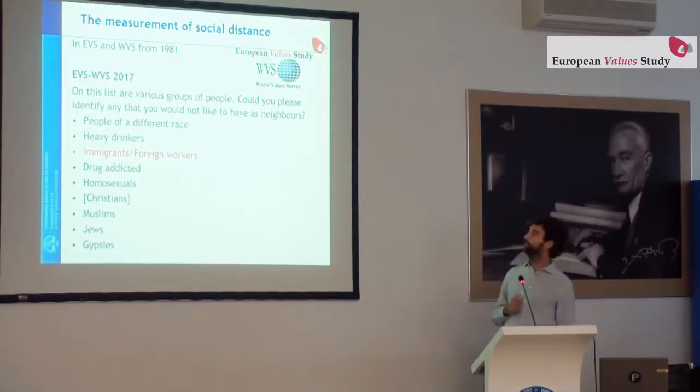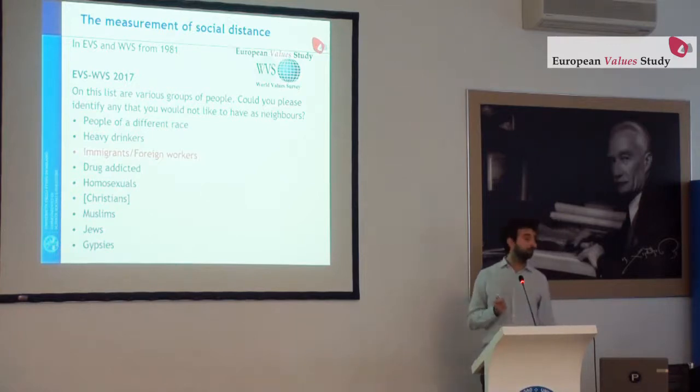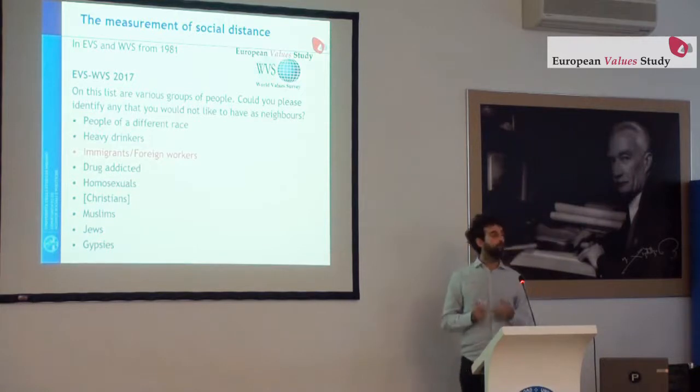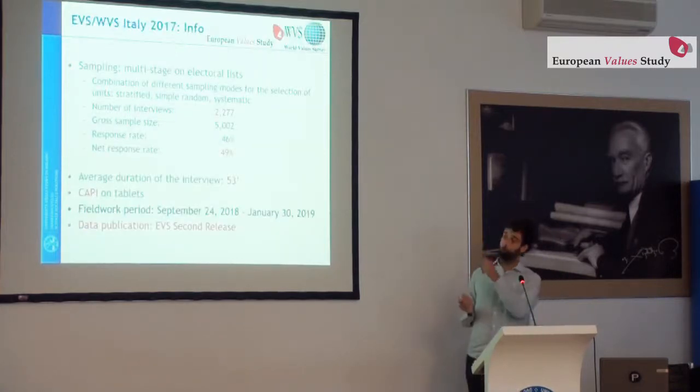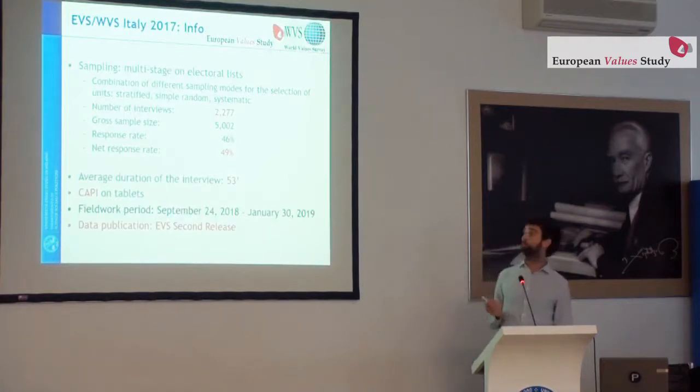It is present from 1981. On this list of various groups of people, could you please identify any that you would not like as neighbors? There is a list, and among this list there is immigrants and foreign workers. So it is an item in which we ask: what do individuals think when they are asked about this item? More about immigrants or foreign workers, or do they weigh immigrant and foreign worker in the same way?